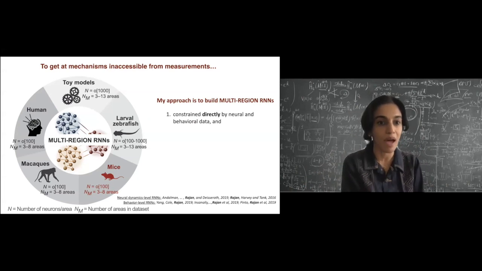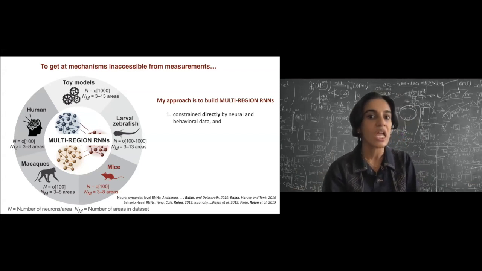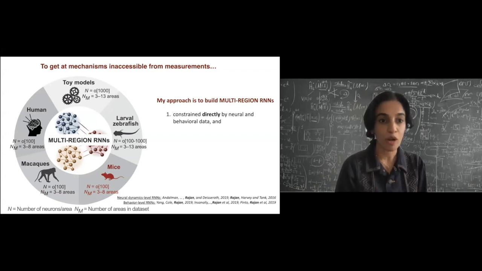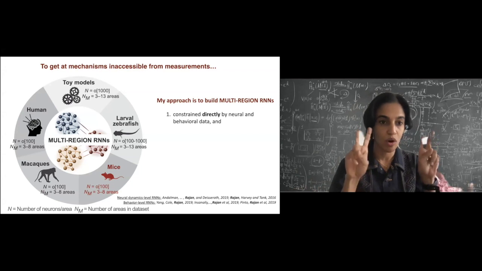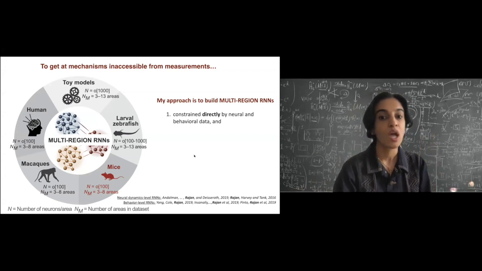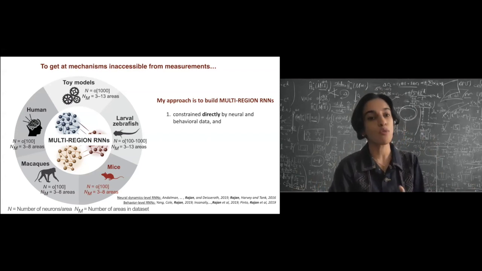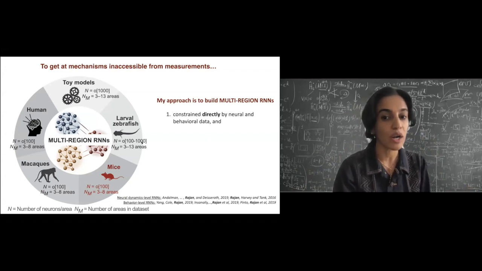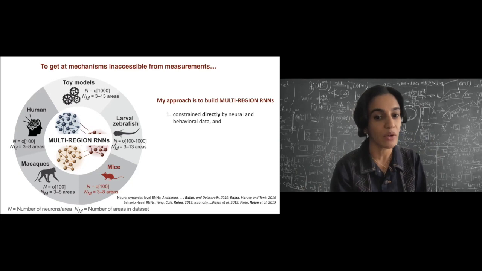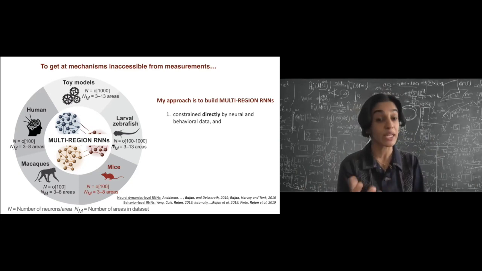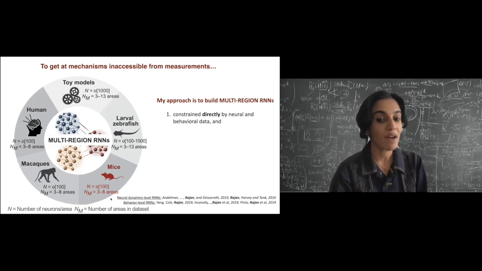When we build these models, we validate them on ground truth data sets, such as this toy model that you see in these little gears here: about order 1,000 units, anywhere between 3 and 20 areas or RNNs that are reciprocally connected to each other. I'm going to talk about the larval zebrafish data set, which is a small brain that is sampled very, very densely. In the experimental data set I'll talk about, it's about half the brain of the entire animal over an extended behavior. Again, the order is about 100 to 1,000 units per area, with a number of modules between 3 and 13 areas. And we have comparable numbers in mice, in macaques, and in humans.